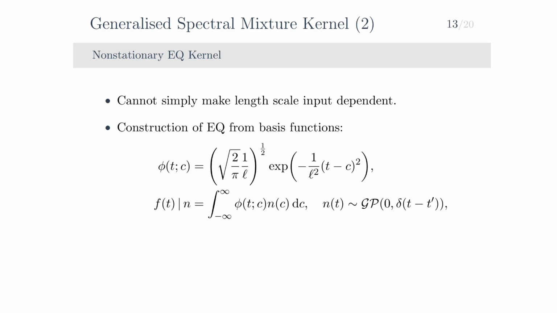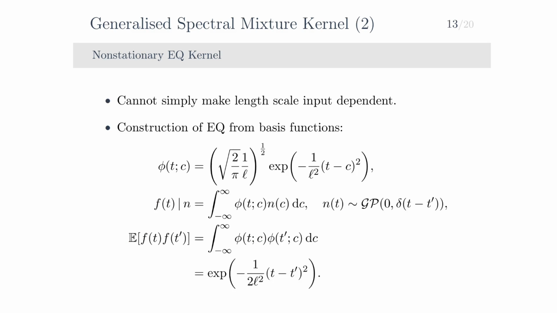First, we draw a white noise process, n(t), which is a GP with Dirac delta kernel. Then we place one of these basis functions at every point on the real line and sum them up, all of them, by integrating against the white noise process. The resulting stochastic process, f(t), will have a kernel that's of this form, and if you then plug in the above expression for the basis function and do the algebra and the integration, then voila, out comes the EQ kernel.